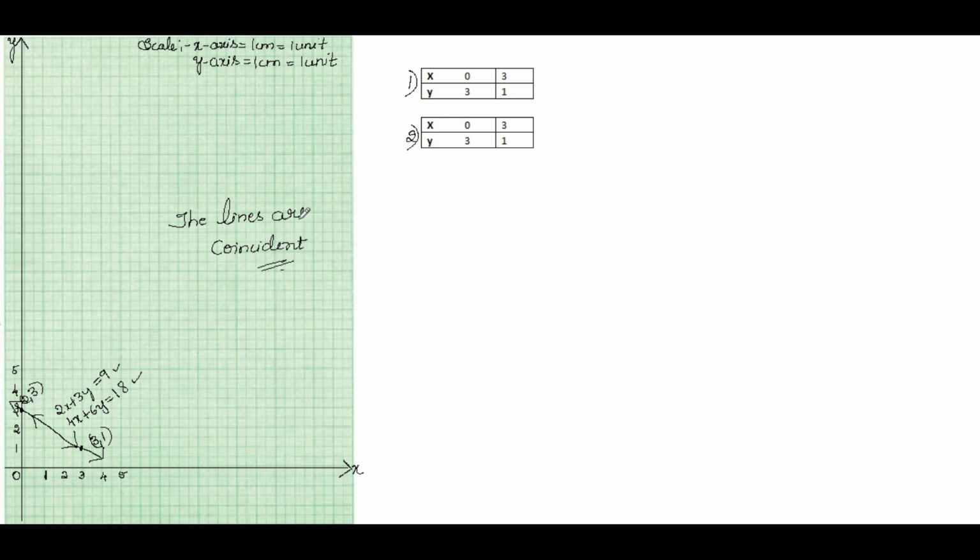Okay, the lines are coincident, and the scale which I have written here, every point is 1 centimeter apart. So you have to take 1 centimeter as 1 unit on the x-axis, and for the y-axis also 1 centimeter as 1 unit. I hope you understood this.